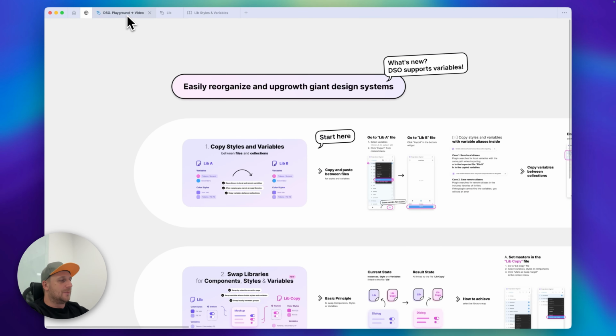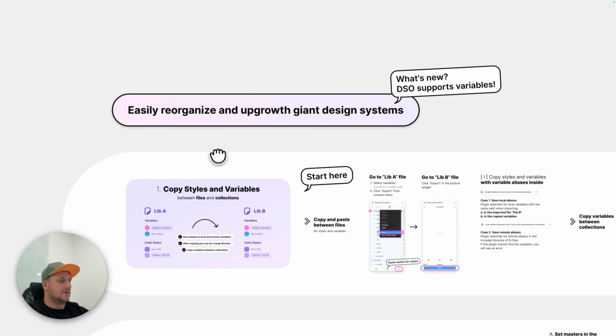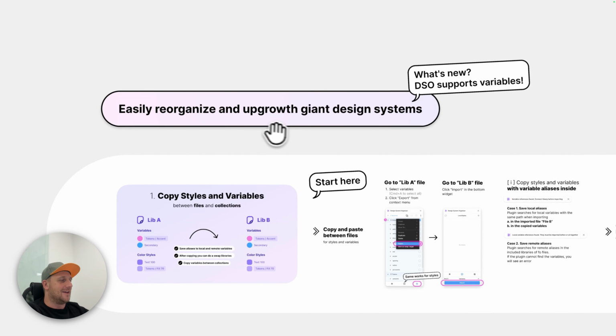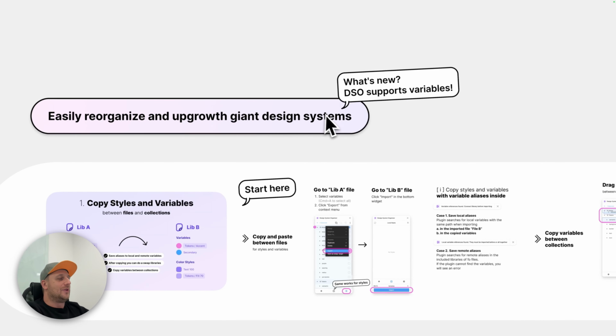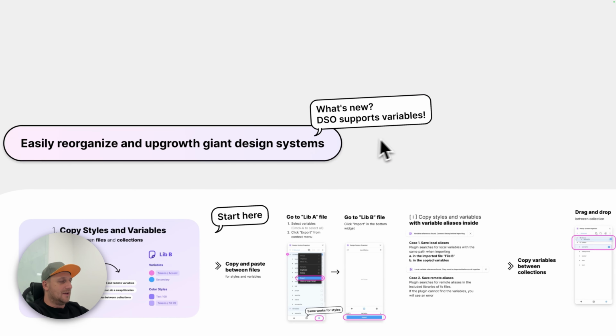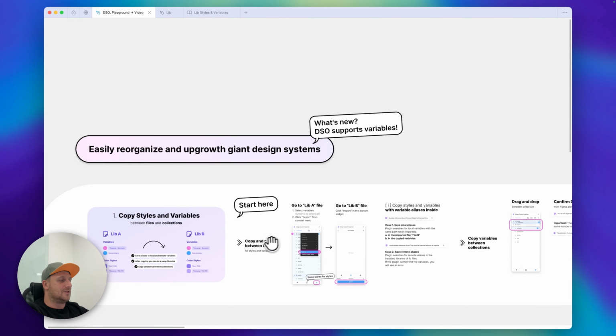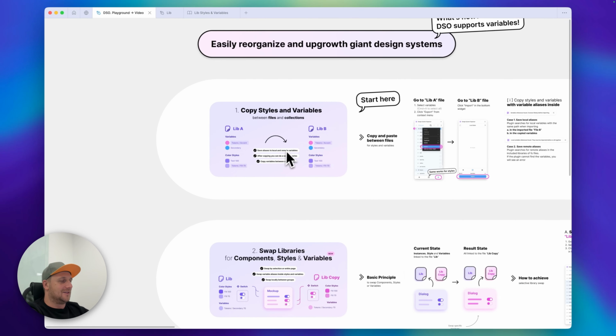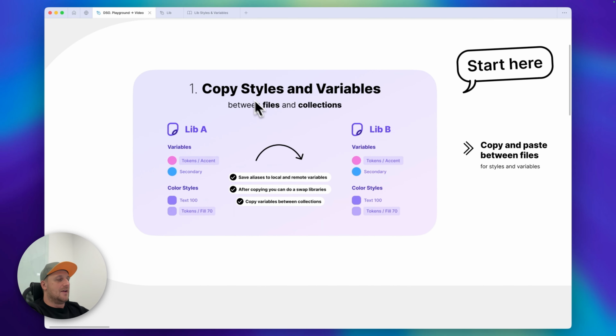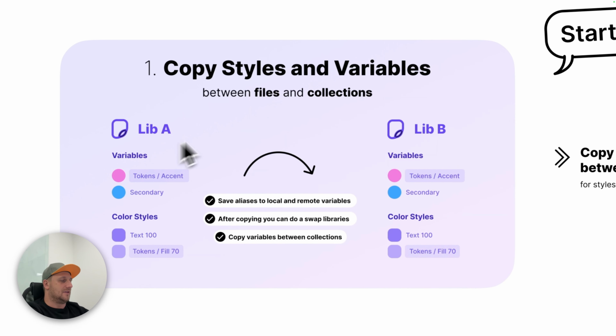Today we are going to talk about features that will help you refactor and evolve giant libraries and design systems. And I'm really happy to say that DSO now supports variables. Today we will talk about features such as copying styles and variables between files, from one to another, while preserving aliases for variables.